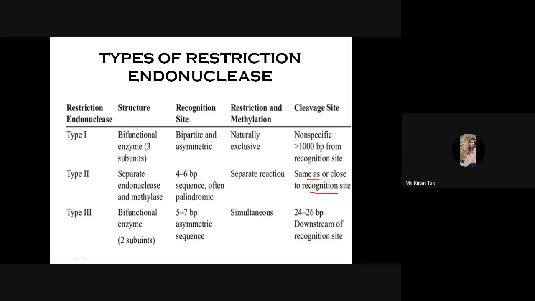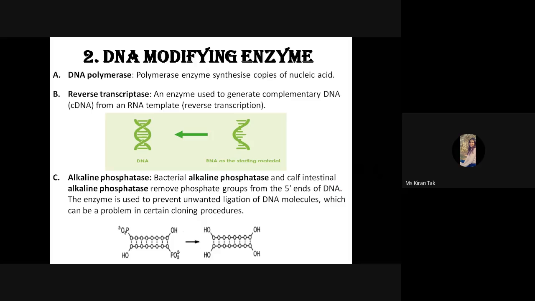Type 2 restriction endonucleases are the only ones used in this technique. Now the DNA modifying enzymes. As we are playing with the DNA, there are so many changes required during the genetic engineering process, and this can be done with the help of enzymes only.